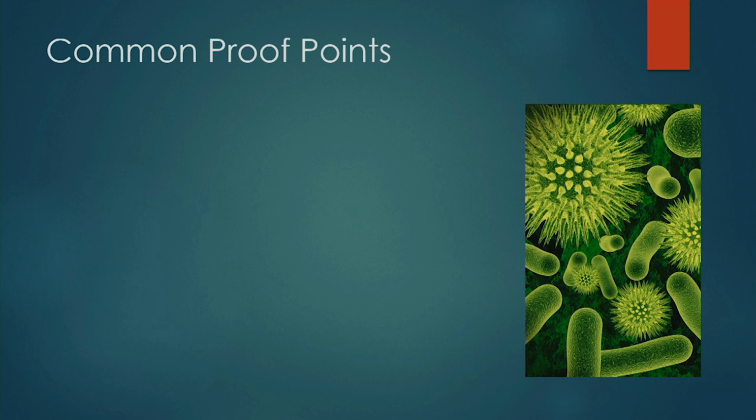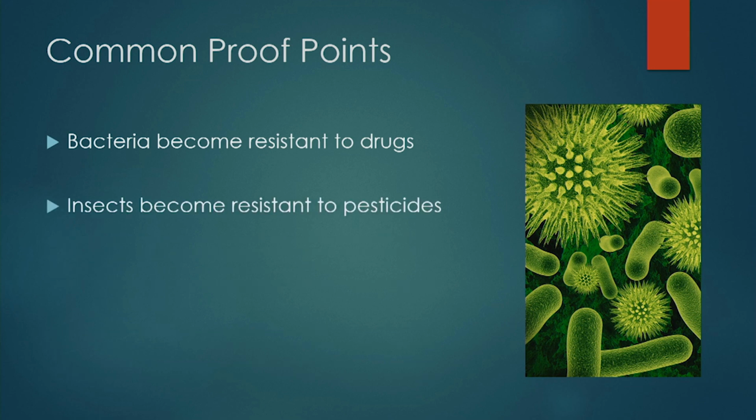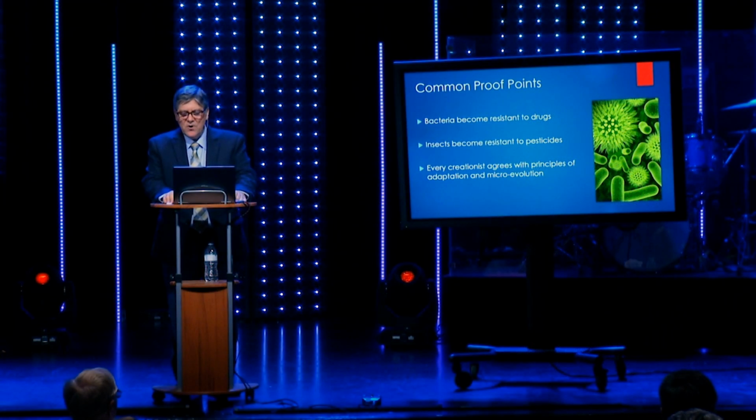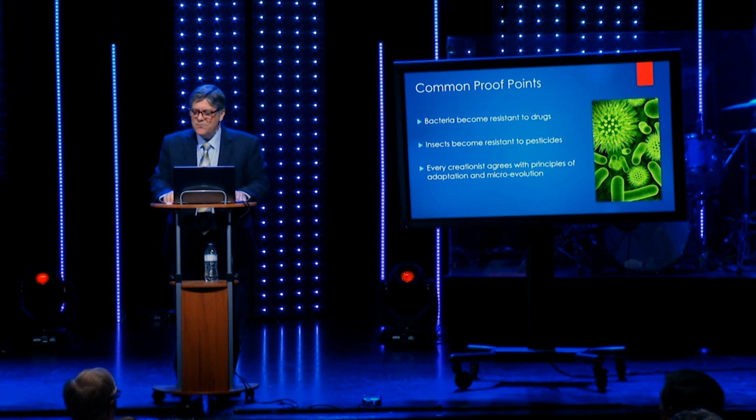Now, and here are the common proof points, is that bacteria become resistant to drugs. Insects, they become resistant to pesticides. See, it changed. Proof, voila, evolution. But you see, every creationist agrees with the principles of adaptation and microevolution. However, we believe that there are limits to evolutionary change. We believe that organisms vary within a specified range as determined by the DNA.